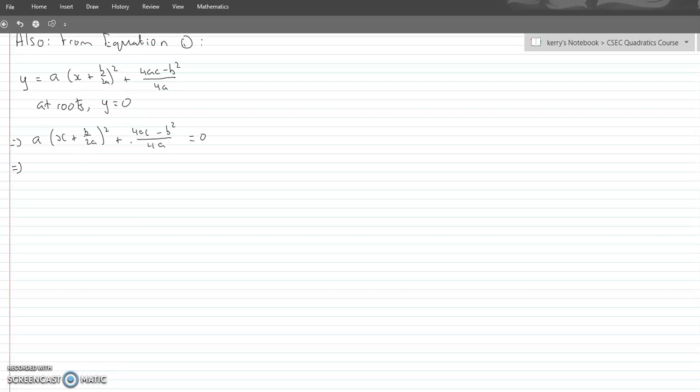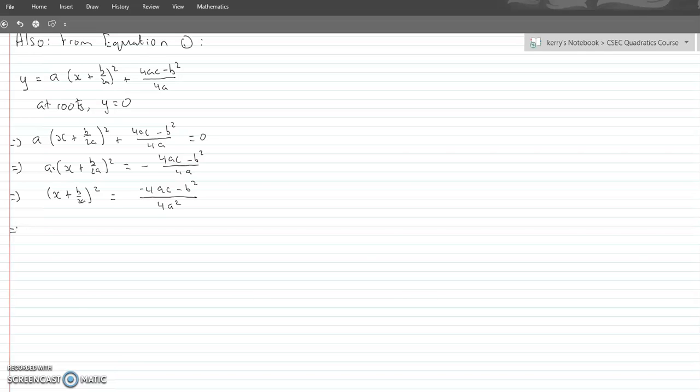If I want to solve for x, the first thing I do is transpose this whole fraction. When it's transposed to the other side, it becomes 0 minus that, which is minus 4ac minus b squared over 4a. Now the next thing we have to do is get rid of this a. It is multiplied by a, so transposing it, it becomes divide by a. When I divide this by a, the a just goes in the denominator. So it becomes 4ac minus b squared all over 4a squared.